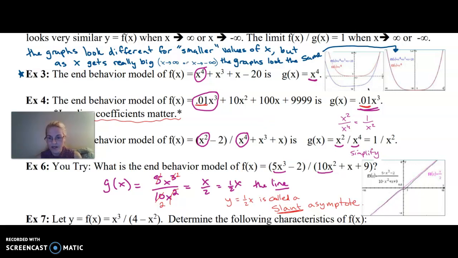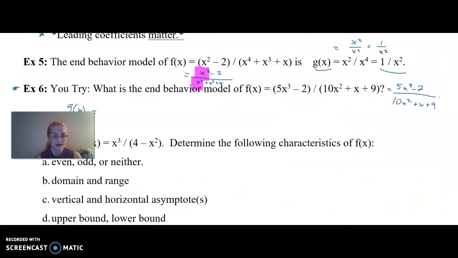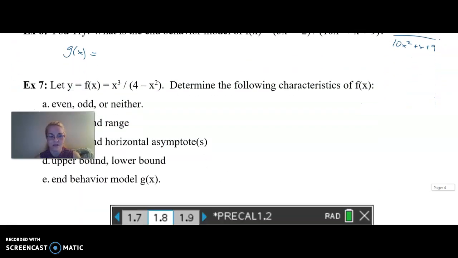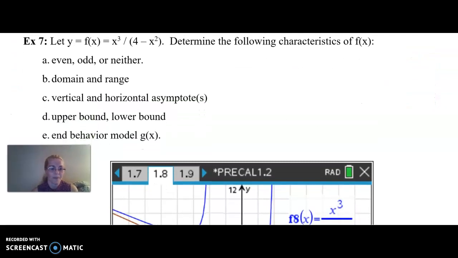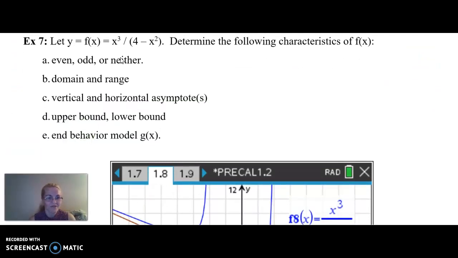So let's go back to our worksheet and now look at the last example, number 7. Before I look at the graph, let f of x be x cubed divided by 4 minus x squared. So determine the following characteristics of f of x.